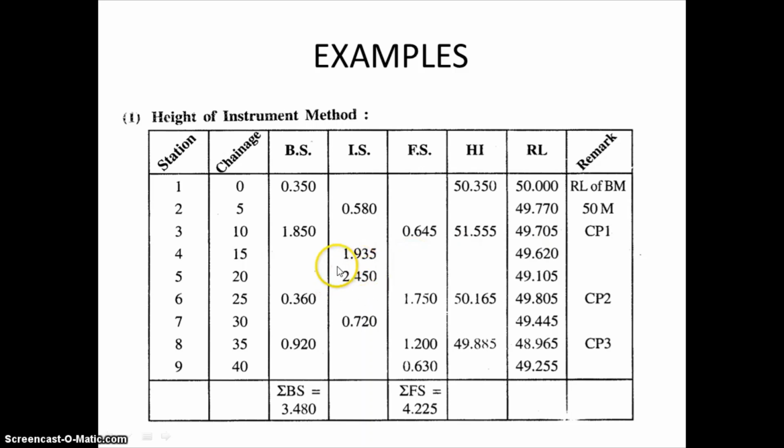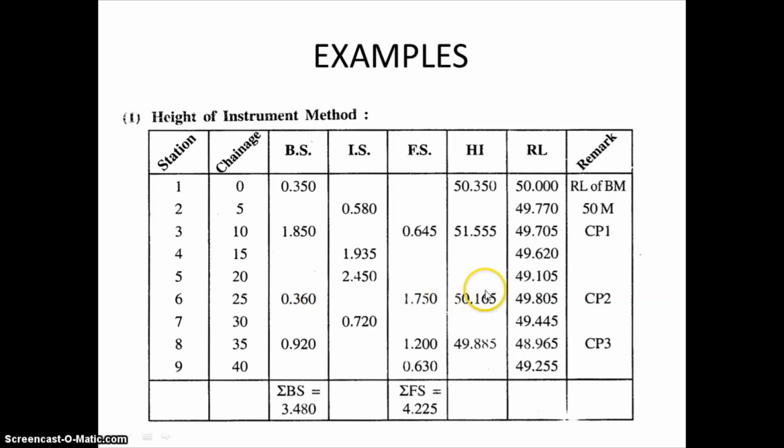Now you have to deduct the IS value 2.450 of station number 5 from new HI, that is 51.355. You will get RL of station 5, that is 49.105. Then for station number 6, you have to take foresight value 1.750. You have to again deduct it from 51.355. You will get RL of station number 6, 49.805. Now you can see here again a change point is there, and whenever a change point is there, you have to calculate new HI. So 49.805, RL of change point, plus backsight value, you will get new HI, that is 50.165.